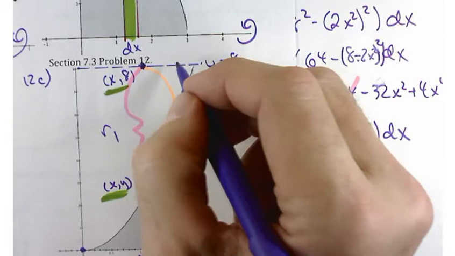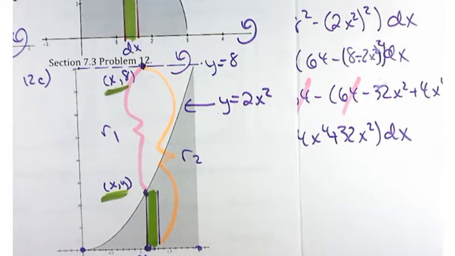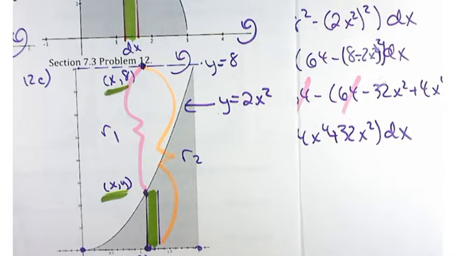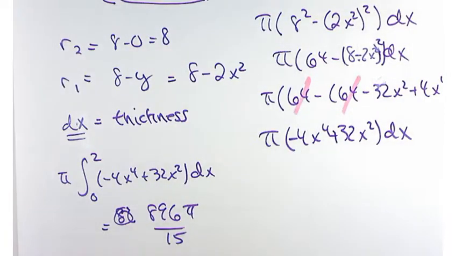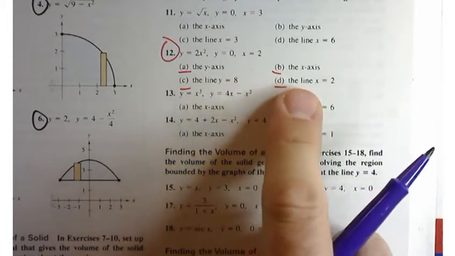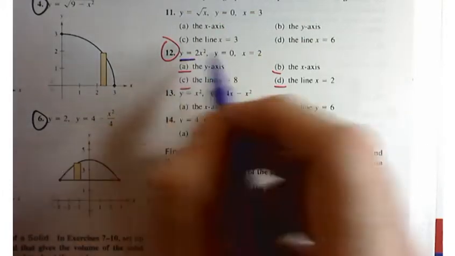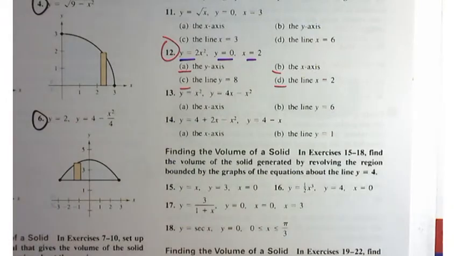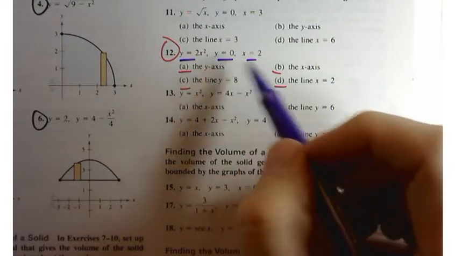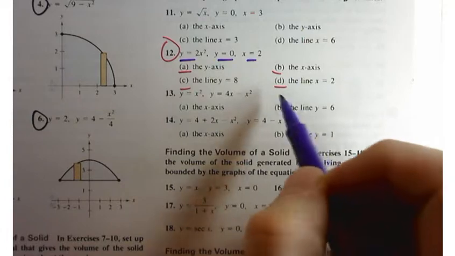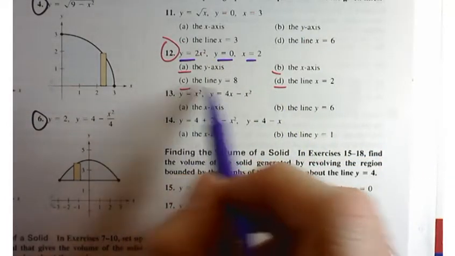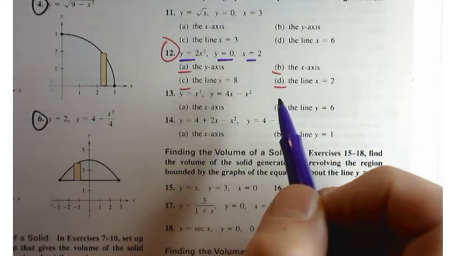They'll tell you in the problem that it's going to rotate around, for instance, the line y equals 8. And here's a quick glance at the problem. Part C. So here's your function, and it's bounded by y equals 0 and x equal 2. So that's the x-axis, and that's the line x equal 2. And in part C, we're rotating around the line y equals 8. So it'll tell you.